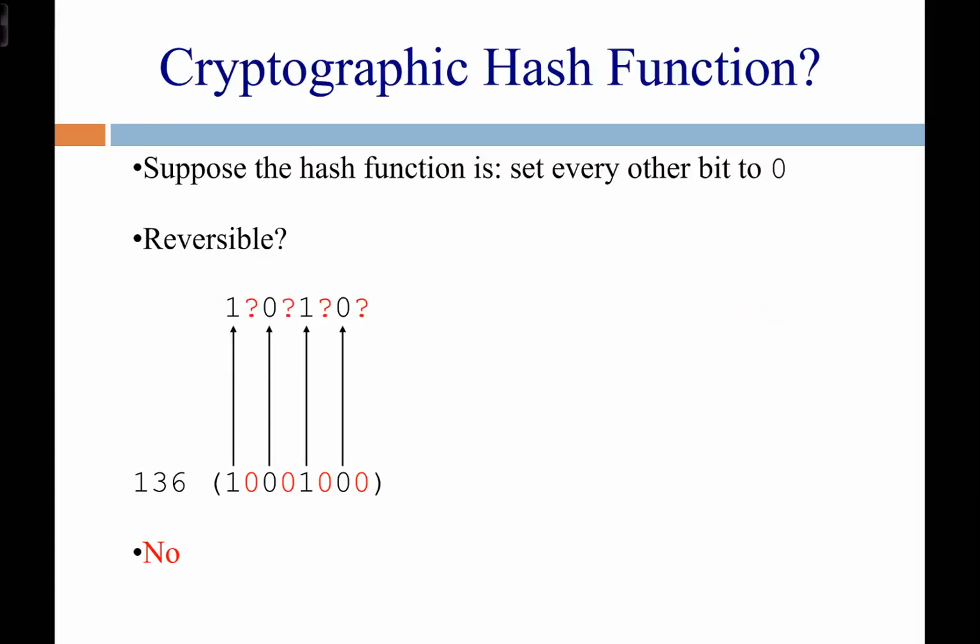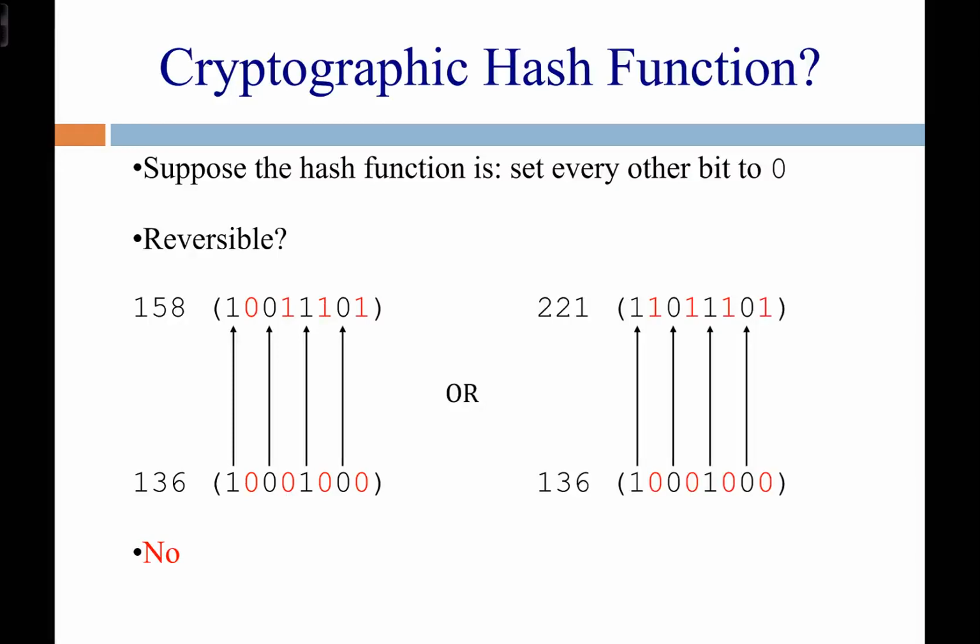But I can start making guesses now. I know some of this password. I know every other bit of this password. So I've narrowed down the possibilities quite a bit, and I can start making guesses for what these question marks are. So maybe I happen to guess right and get the 158, which is the actual password. But here's another interesting phenomenon: what if I guess incorrectly? What if I just guess that those missing bits were all 1s?